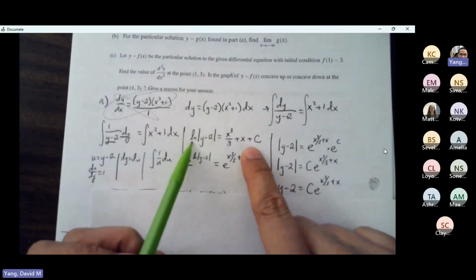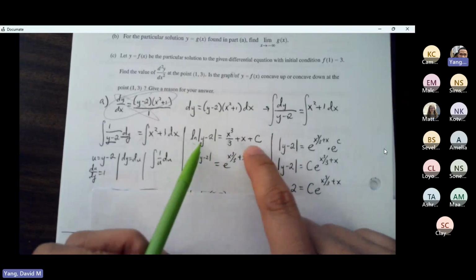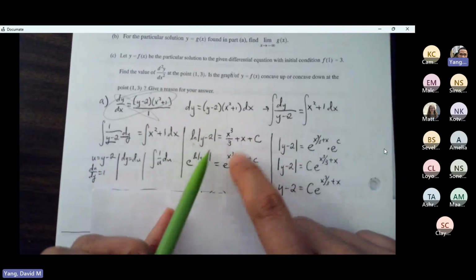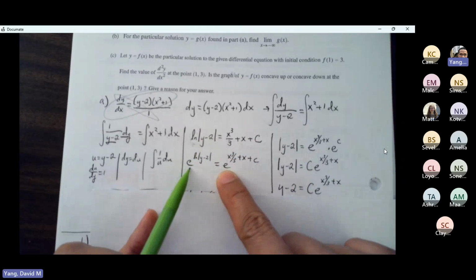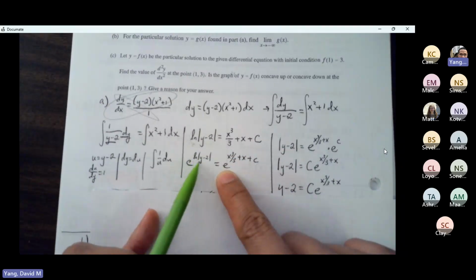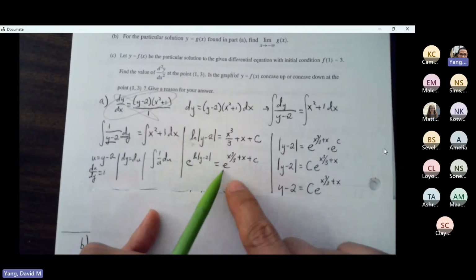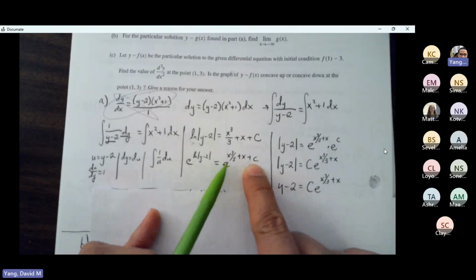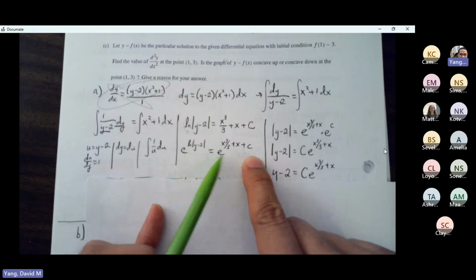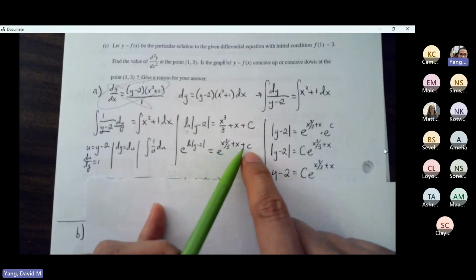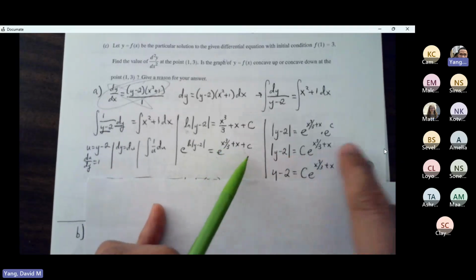At this stage, you can either solve for C or you can solve for y first. It doesn't matter. In this case, I have C and natural log here, so I'm just going to try to clean this up. I'll raise both sides with e as the base. e and natural log go away, absolute value of y minus 2 remains. And then here, I'm going to separate that C away from the rest of my variables. So instead of plus C, I'm going to do times e to the C.